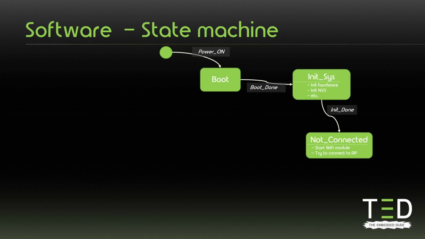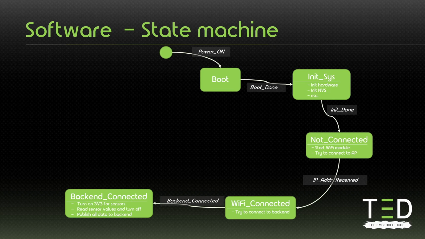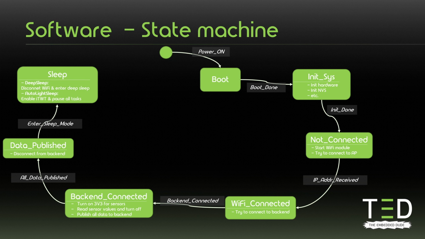After the init, we try to connect to our Wi-Fi access point. Once we have a Wi-Fi connection to our access point, we try to connect to the MQTT broker, or as I refer to it here, the backend. When that connection is established, we turn on the 3.3 volt for the sensors and read the sensor data. Then we try to publish it via MQTT to the broker. After all data has been published, we are entering the sleep state. Depending on what method is configured, we either go into deep sleep or AutoLightSleep.